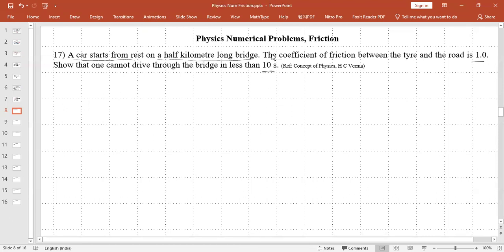The car is on a half a kilometer long bridge. Let's say this is a bridge, and the length of this bridge is half a kilometer, that is 500 meters. And there is a car here, which is trying to move in this direction, let's say. And the coefficient of friction is 1.